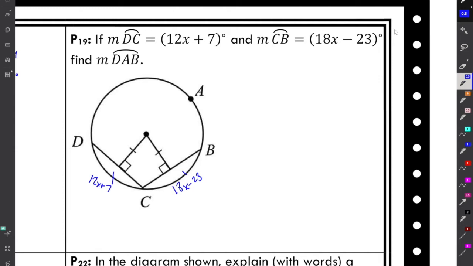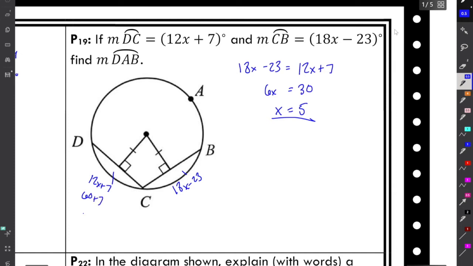So we'll set DC and CB equal to each other. 18x minus 23 equals 12x plus 7. So then we get 6x is equal to 30. So x is equal to 5. Now find either one of these. 12 times 5 is 60 plus 7. That's going to be 67 degrees. This will also be 67 degrees.